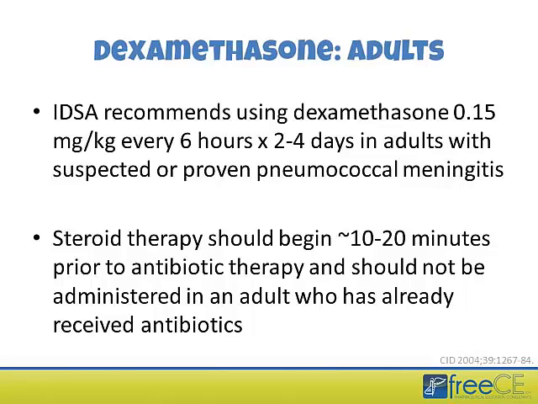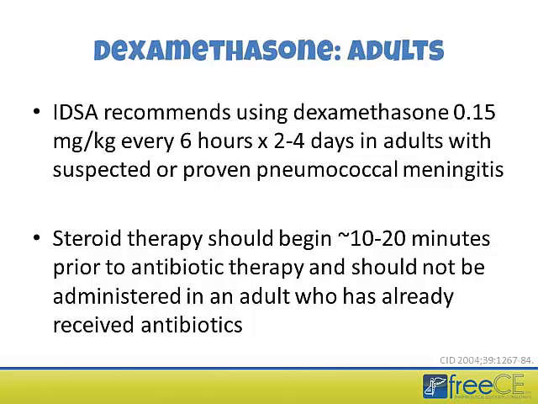So then what's the data in adults? The data in adults, I would say, is maybe slightly stronger. It makes me want to use dexamethasone a bit more. Specifically, the Infectious Diseases Society of America recommends using dexamethasone at 0.15 milligrams per kilo every 6 hours for 2 to 4 days in adults with suspected or proven pneumococcal meningitis. So it has been shown to decrease mortality in adults with pneumococcal meningitis.